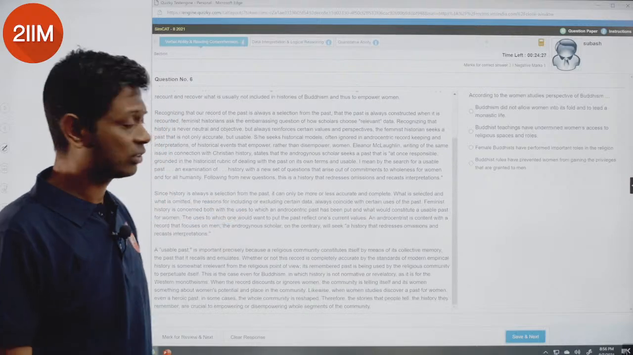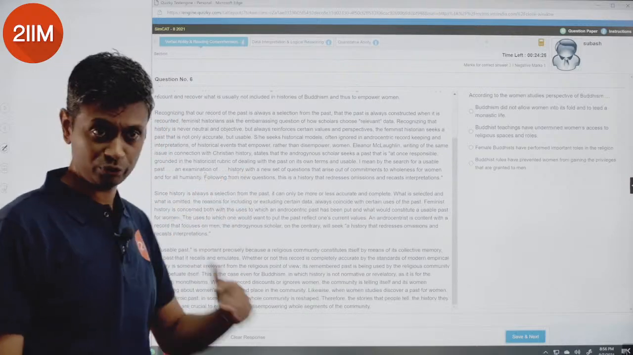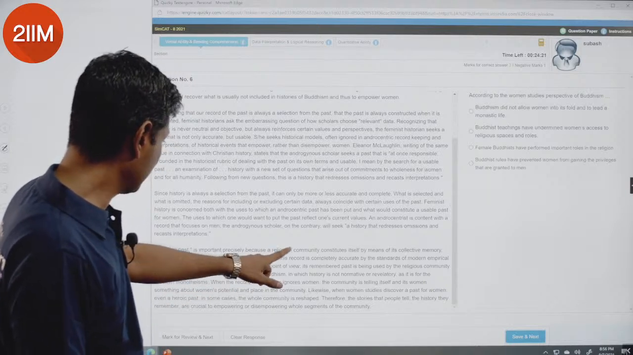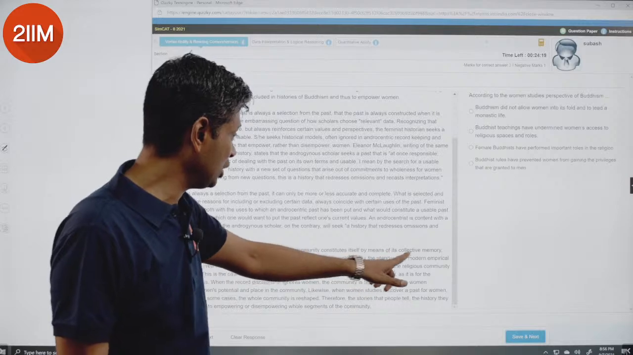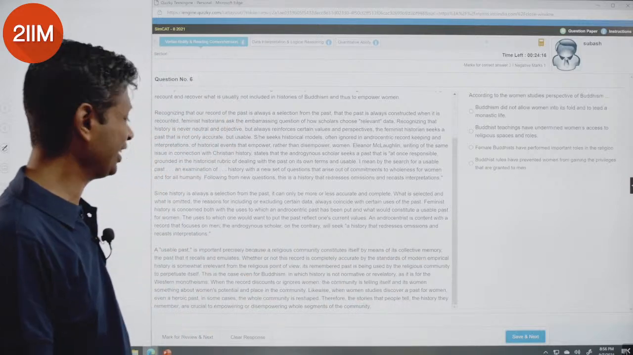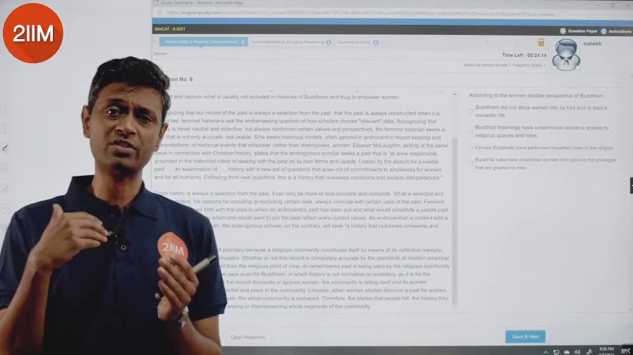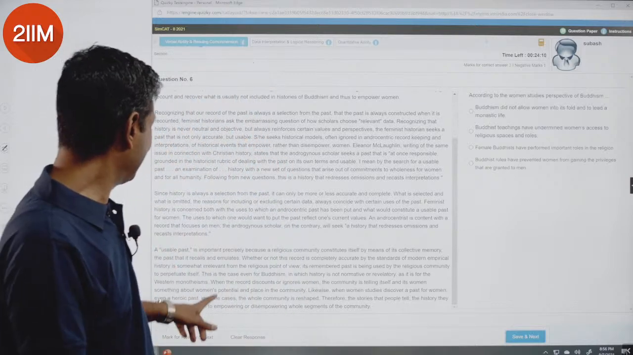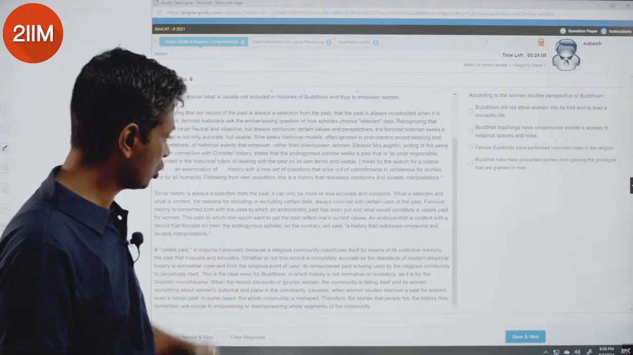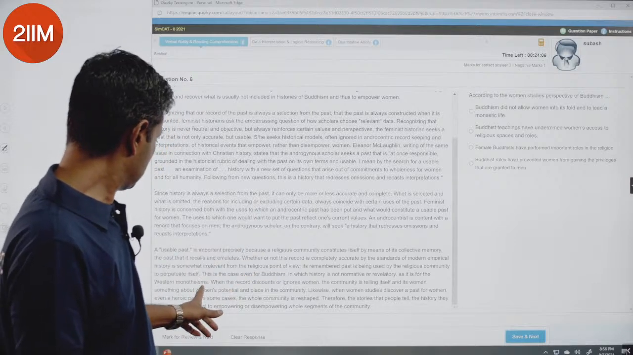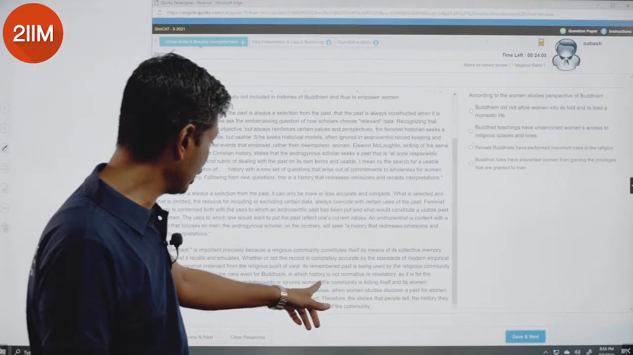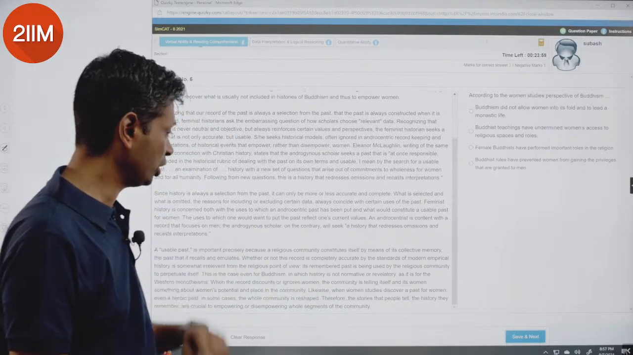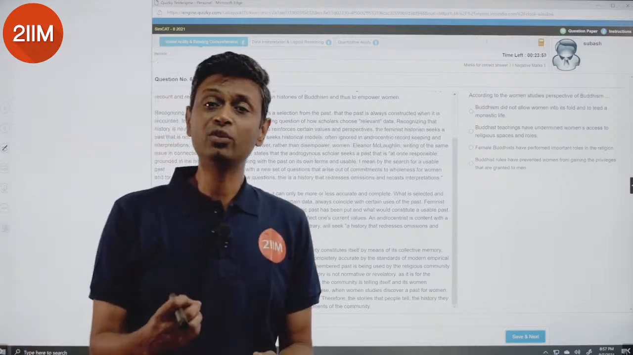Here the view is from a feminist history point of view, saying a usable past is important precisely because the religious community constitutes itself by means of its collective memory, the past that it recalls and emulates. So what we think of ourselves as the past, what sits in our head, shapes how we think of ourselves. And that is important for Buddhism also. When the record discounts or ignores women, the community is telling itself and its women something about women's potential and place in the community. So probably there is a need for redressing this.